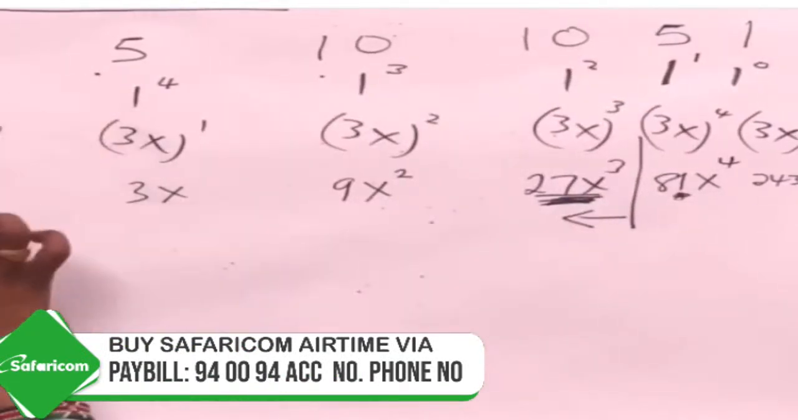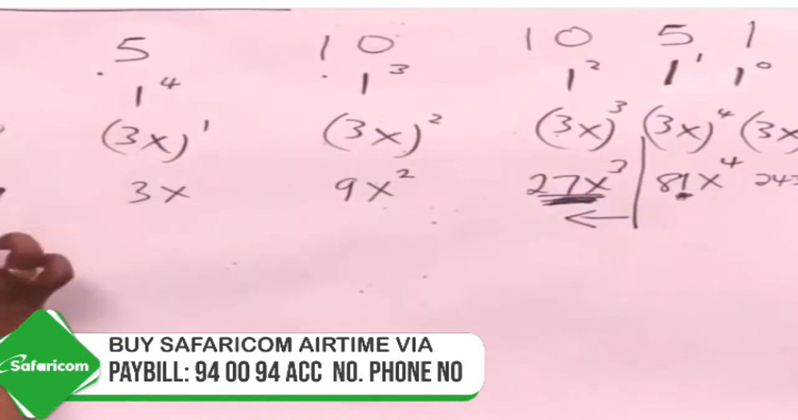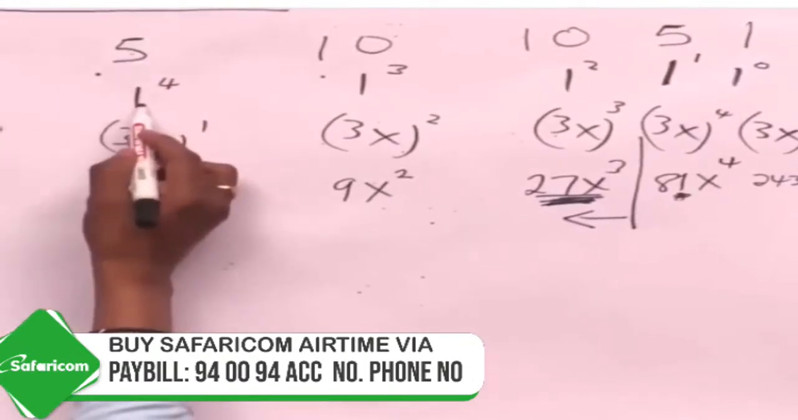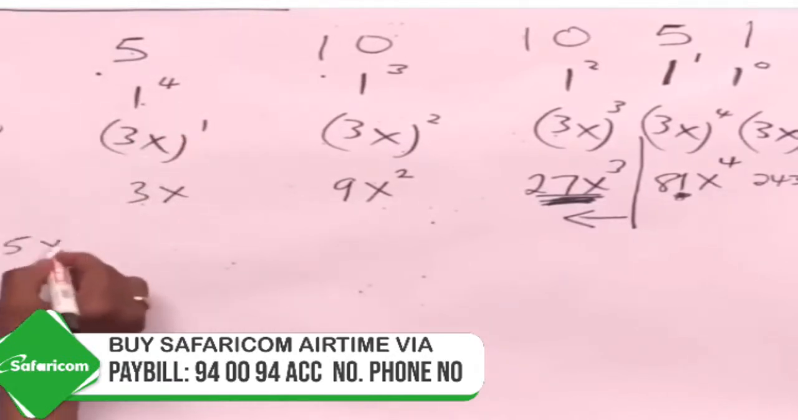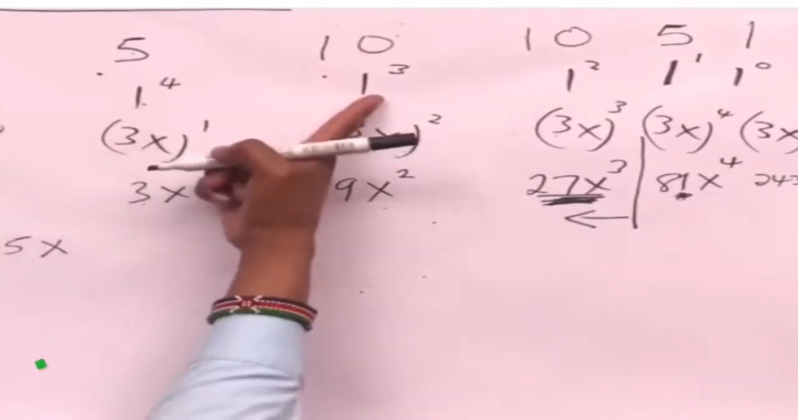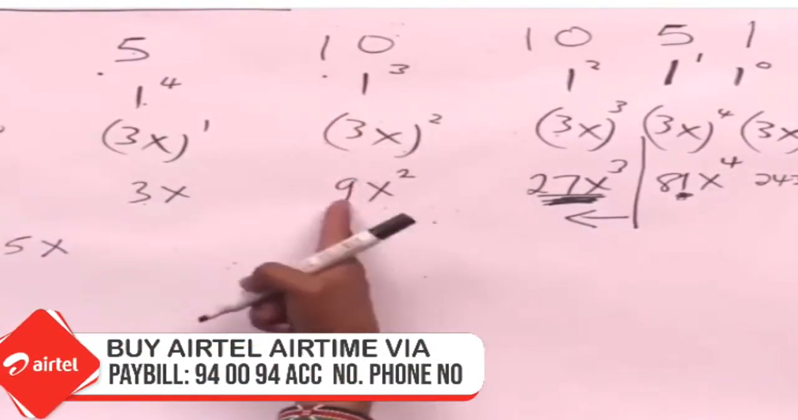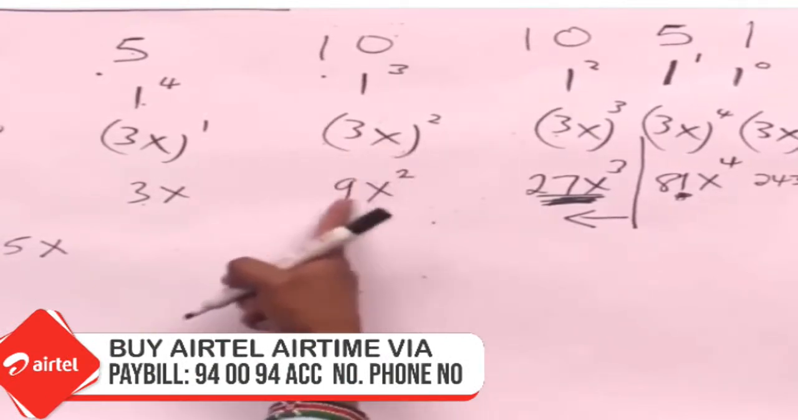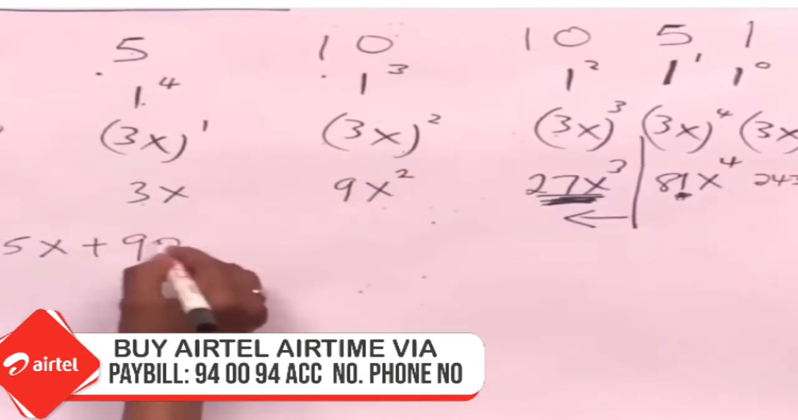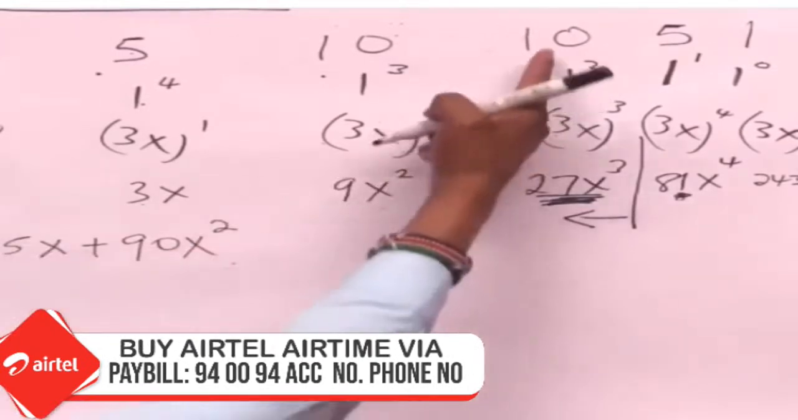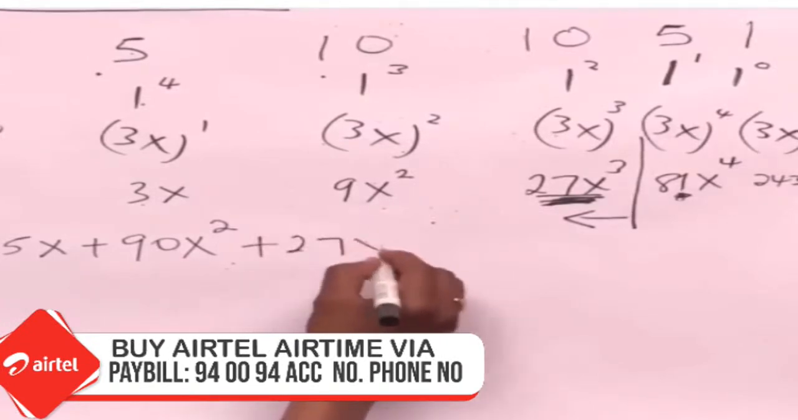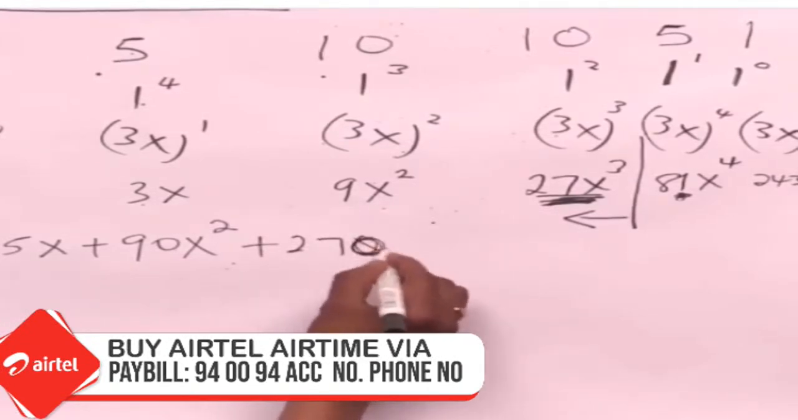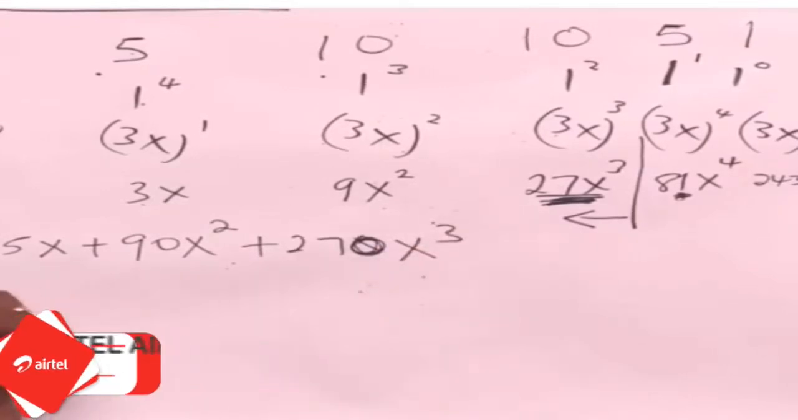So 1 times 1 times 1 is 1. Plus 5 times 1 is 5. 5 times 3 is 15x. 10 times 1 is 10. 10 times 9x squared, remember this one expanded, is plus 90x squared. Then 10 times 1 is 10. 10 times 27x cubed is plus 270x cubed. This is our answer.